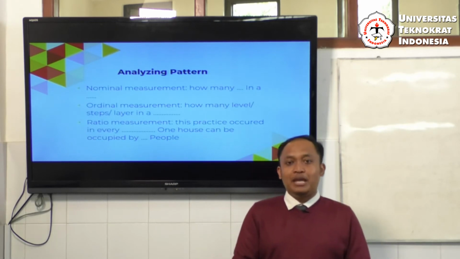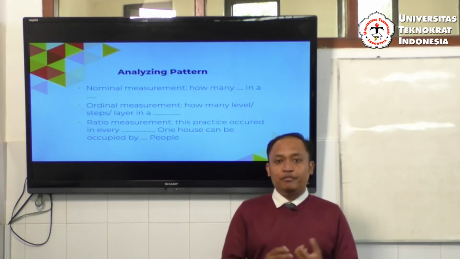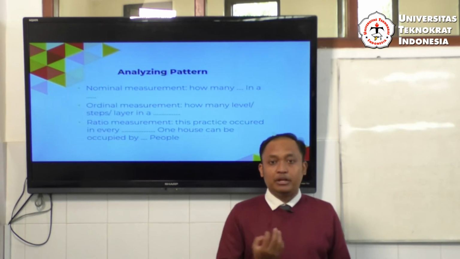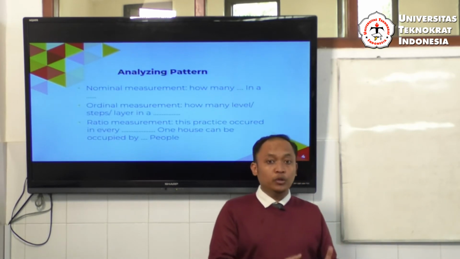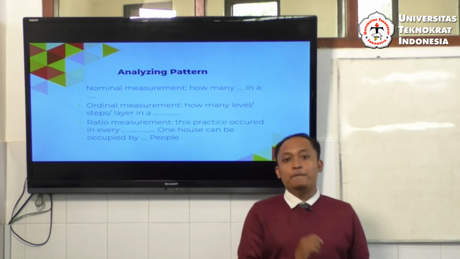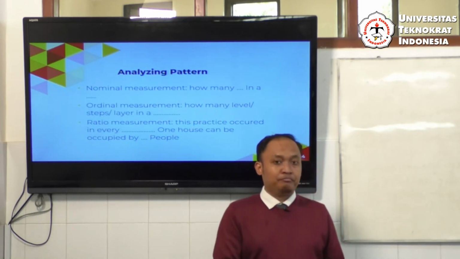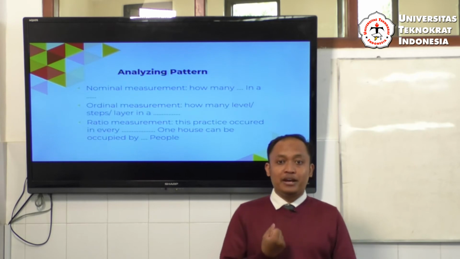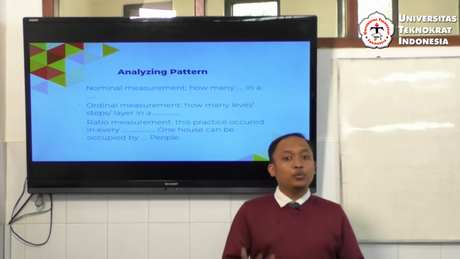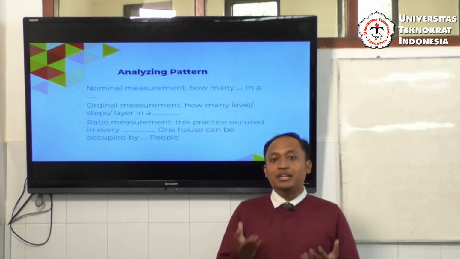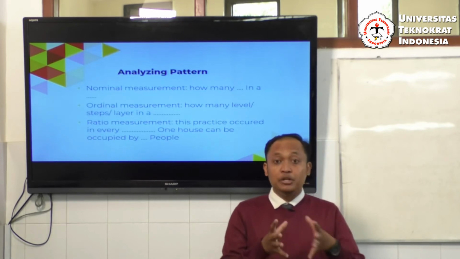For example, in the context of Batak culture, how many types of ulos do Batak people have? So the answer may be 5 types, 6 types, 10 types, 20 types, and so on. That's what we call nominal measurements.